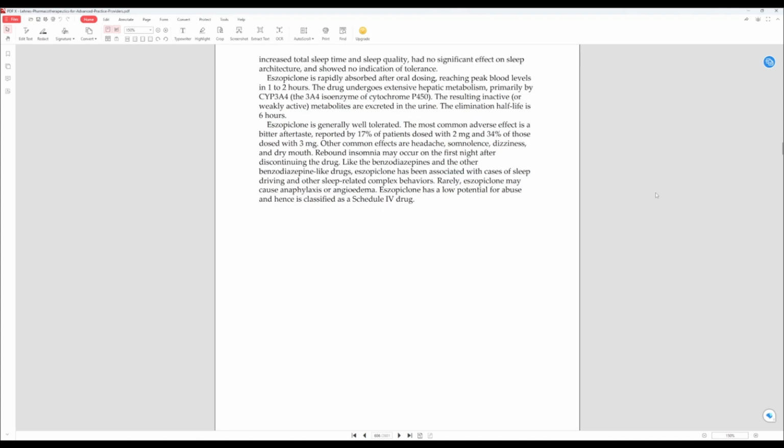The most common adverse effect is bitter aftertaste, reported by about 17% of patients dosed with 2 mg and 34% of patients who were dosed with 3 mg. Other common effects are headache, somnolence, dizziness, and dry mouth. Rebound insomnia may occur on the first night after discontinuing the medicine. Similar to benzodiazepines and other benzodiazepine-like drugs, Lunesta has been associated with cases of sleep driving and other sleep-related complex behaviors. Rarely, Lunesta may cause anaphylaxis or angioedema. Lunesta has a low potential for abuse and is classified as a Schedule IV drug.